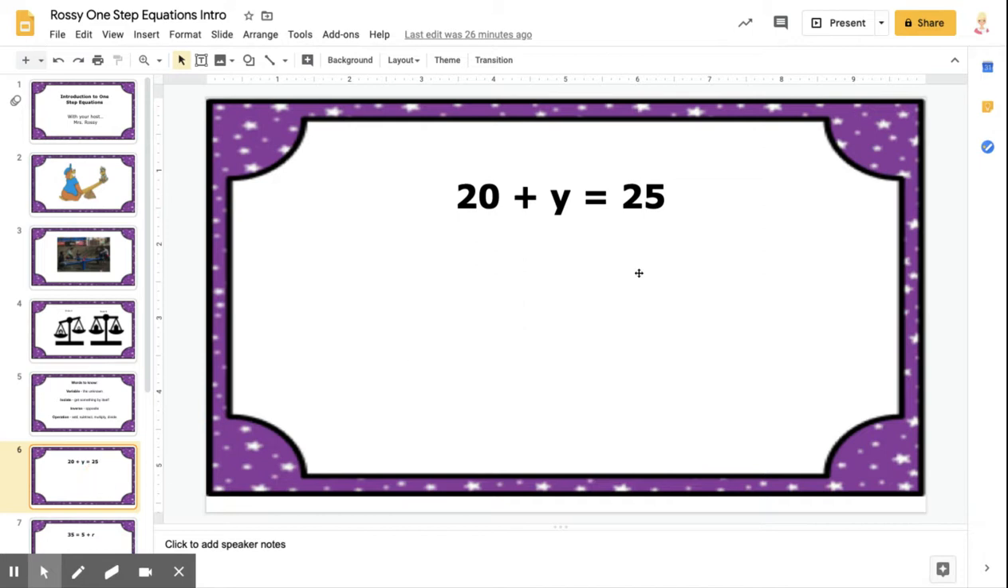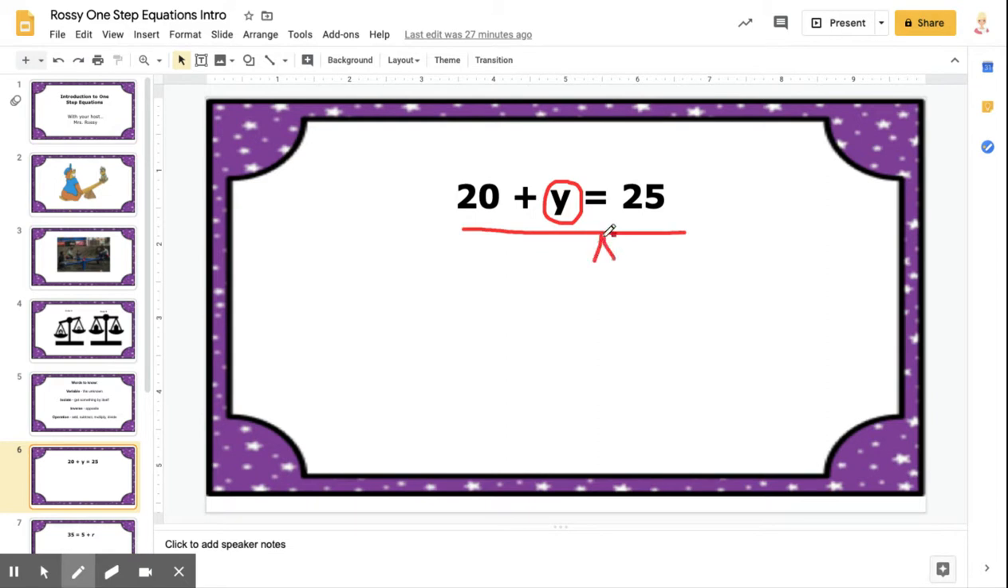Okay, so here we have our equation, 20 plus y equals 25. Now you can see there is a part that we don't know. This looks a little bit different than we're used to. When we talk about math, we usually talk about numbers. But now that we're doing intro to one-step equations, this is really getting started with algebra. And algebra uses letters to represent numbers in math. So think of this equation just like the seesaw that we have been watching.